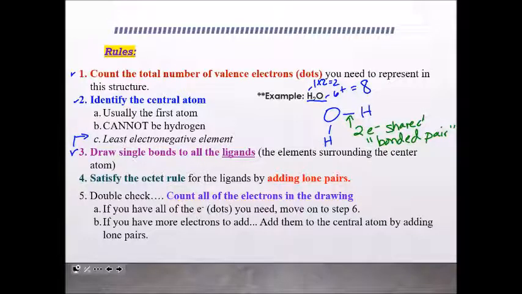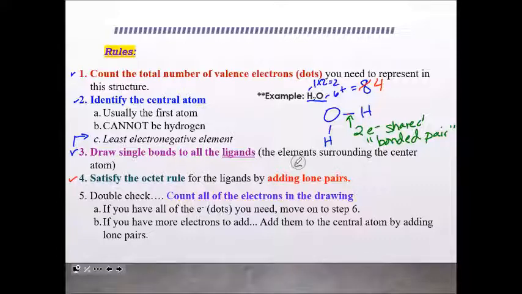We've done that. Now, step 4 says, satisfy the octet rule for the ligands by adding lone pairs. Does the hydrogen need any more lone pairs? Hydrogen wants a maximum of 2. Each hydrogen already has 2, so hydrogen doesn't need any more. So what I've used so far, I've used up 4, because this is 2, this is 4. I have 4 left that I must assign to the molecule.